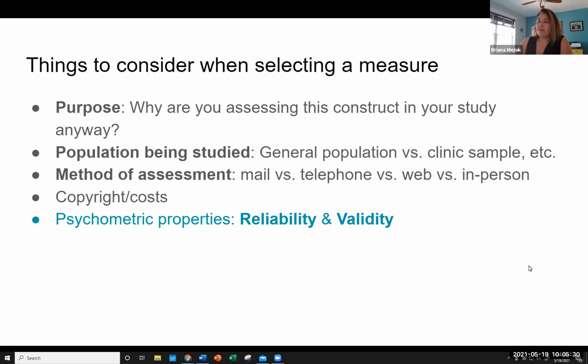So the first thing, at the top, when you're trying to select a measure, right? So you have your psychosocial construct of interest.